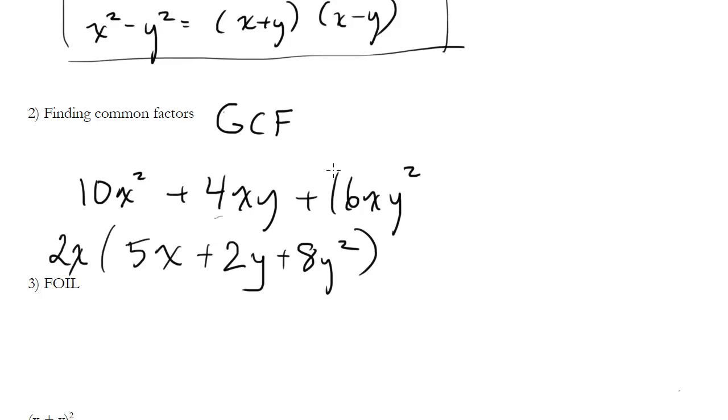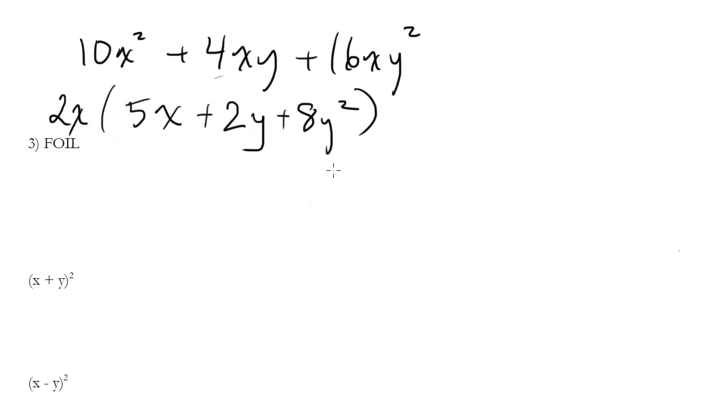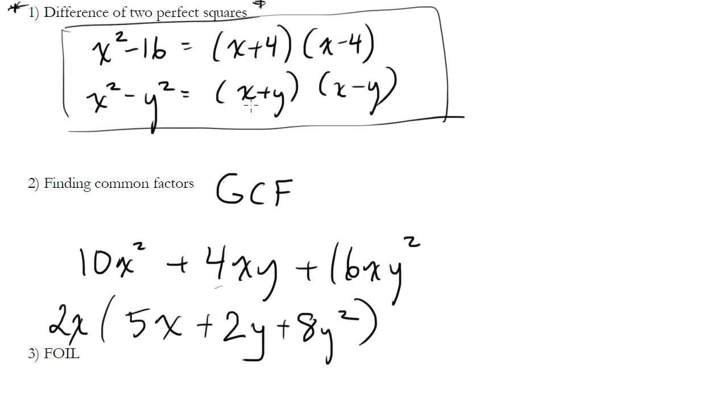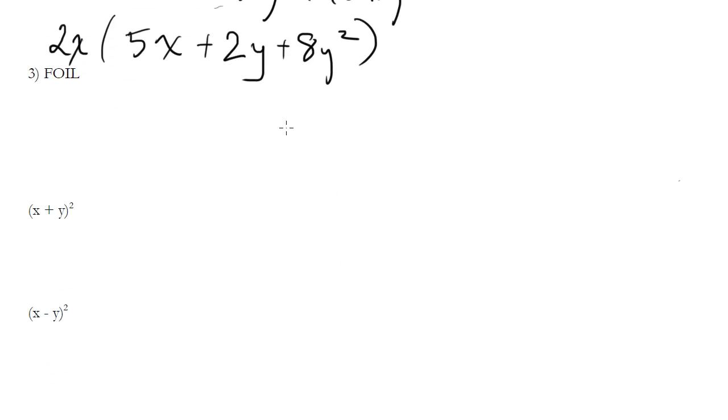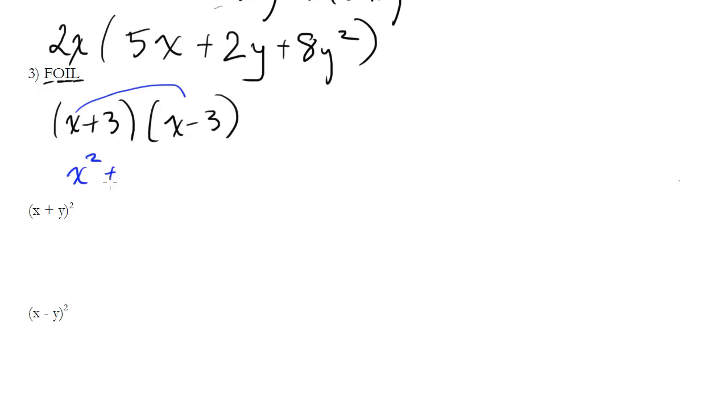How about foiling? So foiling is just a way of multiplying these two binomials together. So for instance, if I have something like x plus 3 times x minus 3, I'm going to multiply the first, and then the outside, and the inside, and then last. So first is x times x gives me x squared. Then I'm going to multiply the outside, so x times negative 3 gives me minus 3x.